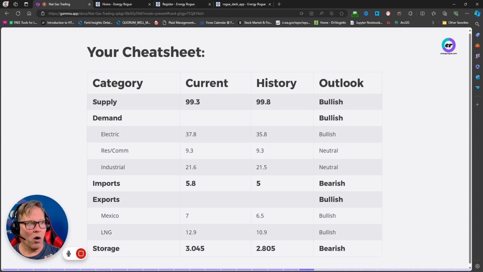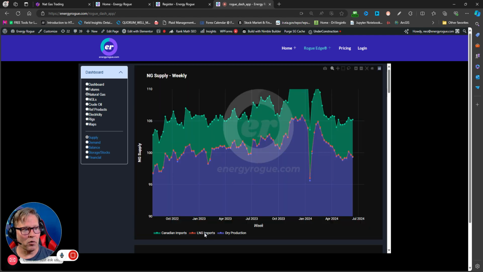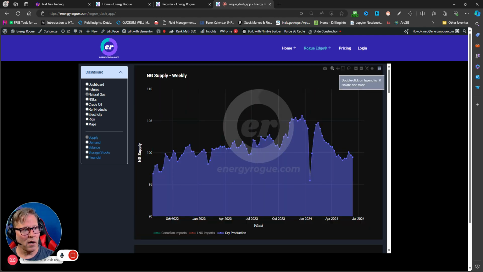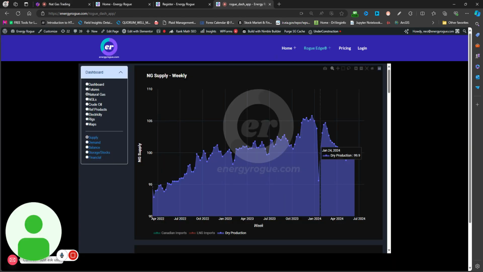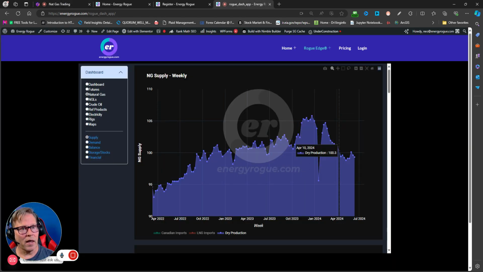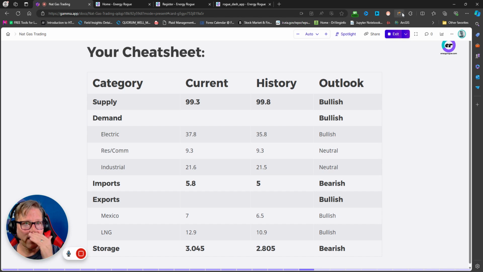And for instance, on the supply side, when I created this grid, what I did is I went here and said, okay, let's pick a reference point of the last year. And last year we were at, what was it, 99.8. And then right now we're at 99.3. So that brings me to supply is currently below last year. So that shows that we have less supply. So that is a bullish indicator.